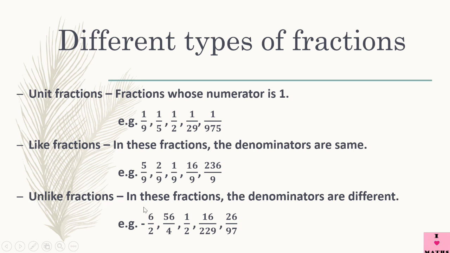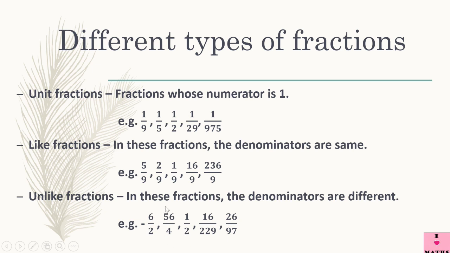Unlike fractions, in these fractions, the denominators are different. In this group of fractions, children, please see the denominators. Here the denominator is 2, here it is 4, here it is 2, here it is 229, here it is 97. So these two fractions which have denominator 2, they are like fractions.